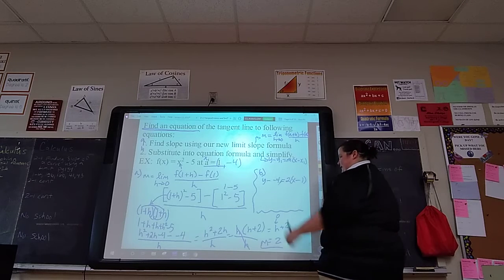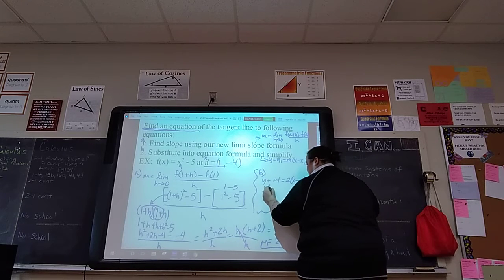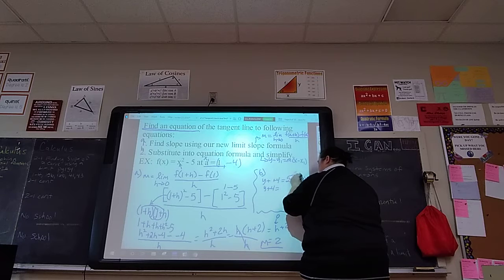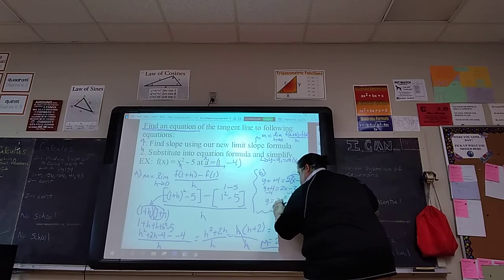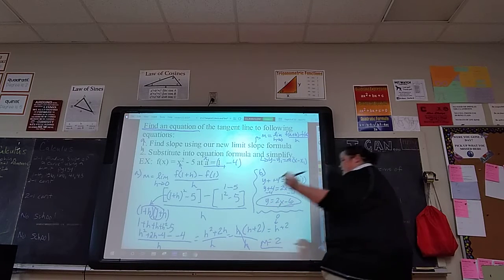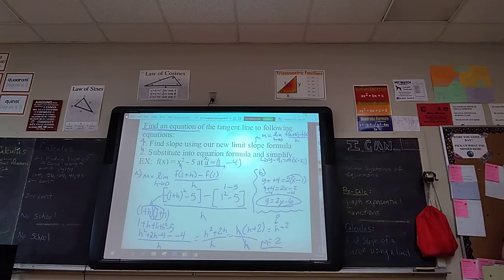And now we just need to simplify. So that's going to make plus 4. So we have y plus 4. Distribute the 2: equals 2x minus 2. Subtract 4. So y equals 2x minus 6.